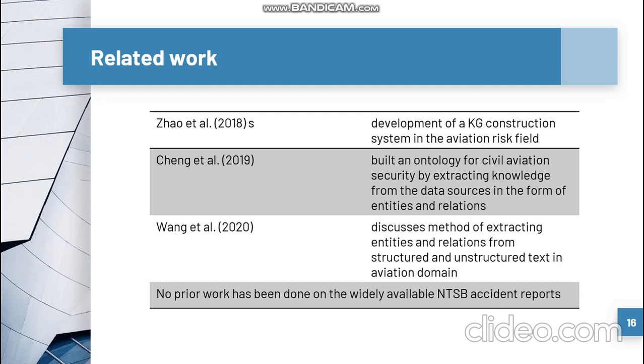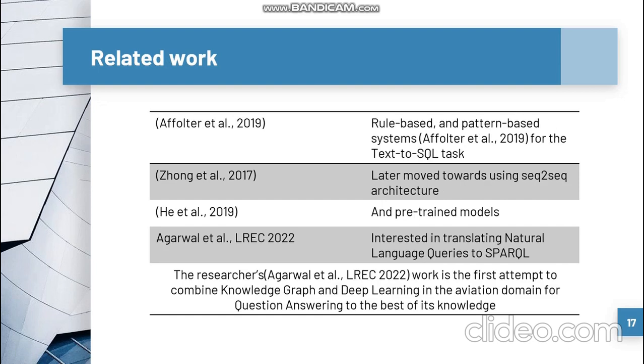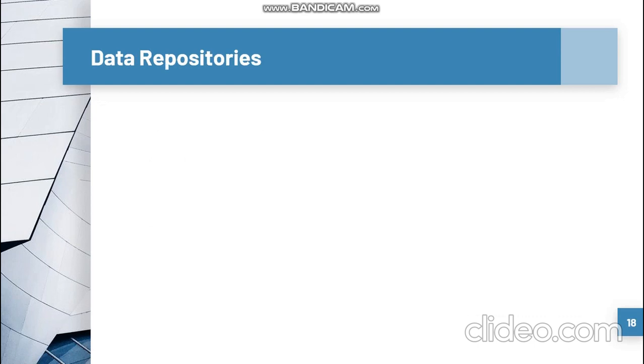In the related work of this paper, the first effort was in 2018, when the development of a knowledge graph construction system in the aviation risk field actually started. Then in 2019, Chang et al. built an ontology for civil aviation security by extracting knowledge from the data sources in the form of entities and relations. But no prior work was done on the widely available NTSB accident reports. So the paper we are seeing now is, to the best of its knowledge, the first attempt to combine knowledge graph and deep learning in the aviation domain for question answering.